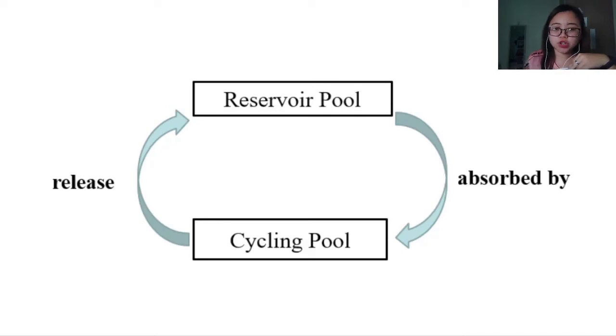In these biogeochemical cycles that you learn about, the chemical elements in the reservoir pool will be absorbed by the biotic components in the cycling pool, and then eventually they will release that chemical element back to the reservoir pool. So dia akan diserap dan melepaskan dan diserap lagi dan melepaskan lagi. So dia akan membentuk satu kitaran sebegini. Okay, so that is just the very basic plan of all biogeochemical cycles.